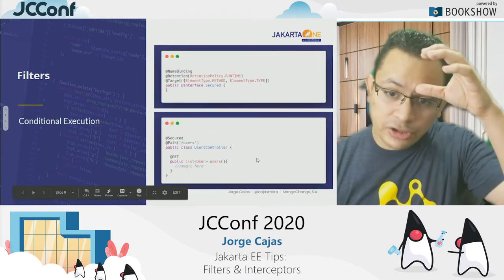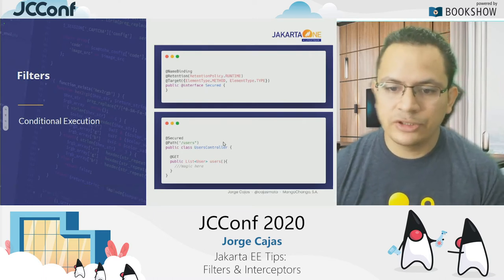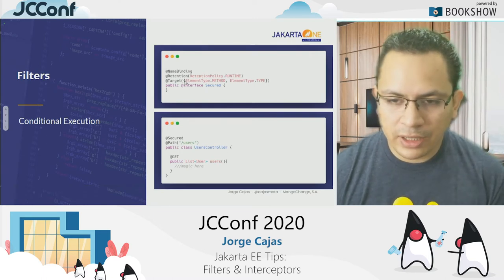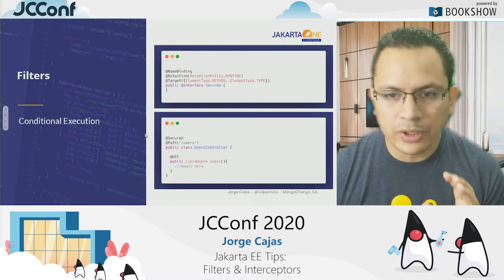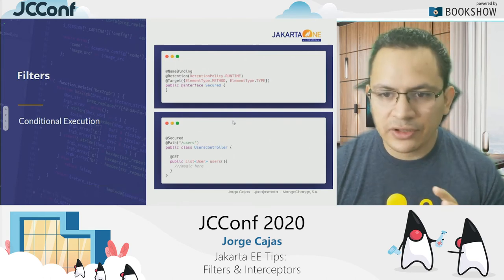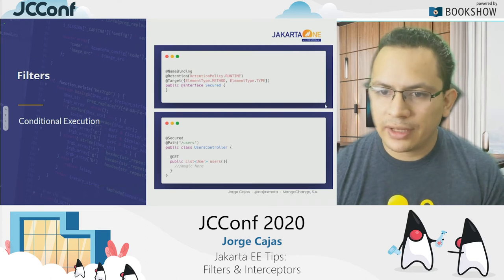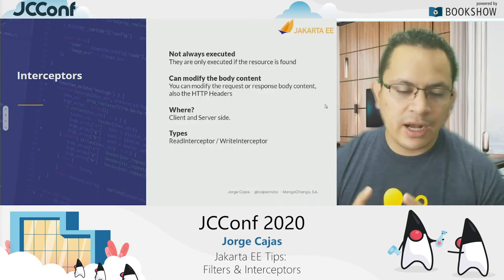the conditional execution of a filter. So just repeating myself, you need to create a new annotation and use the same annotation on the filter and on the result that you want to intercept. Don't worry if you don't understand this because in the demo it's going to be all clear. So let's continue with the theory. The next one are the interceptors.